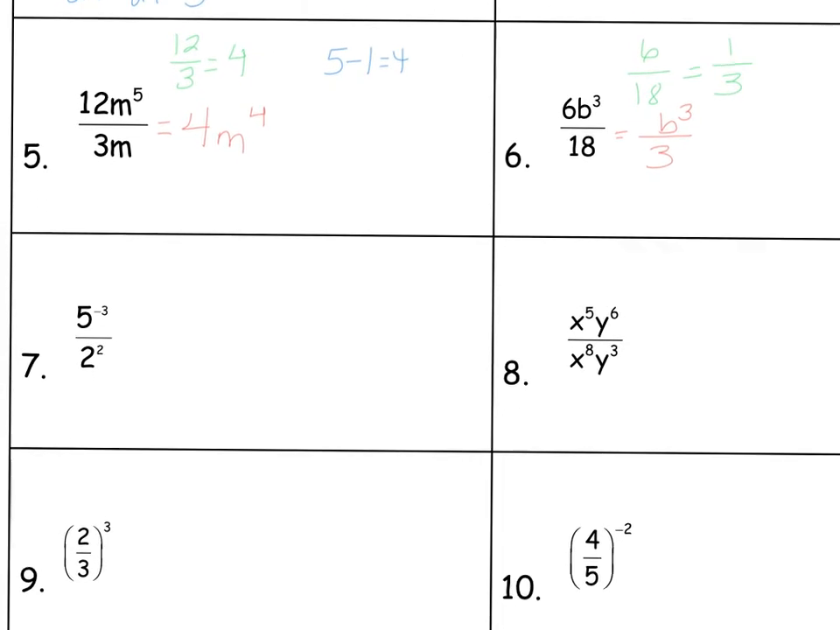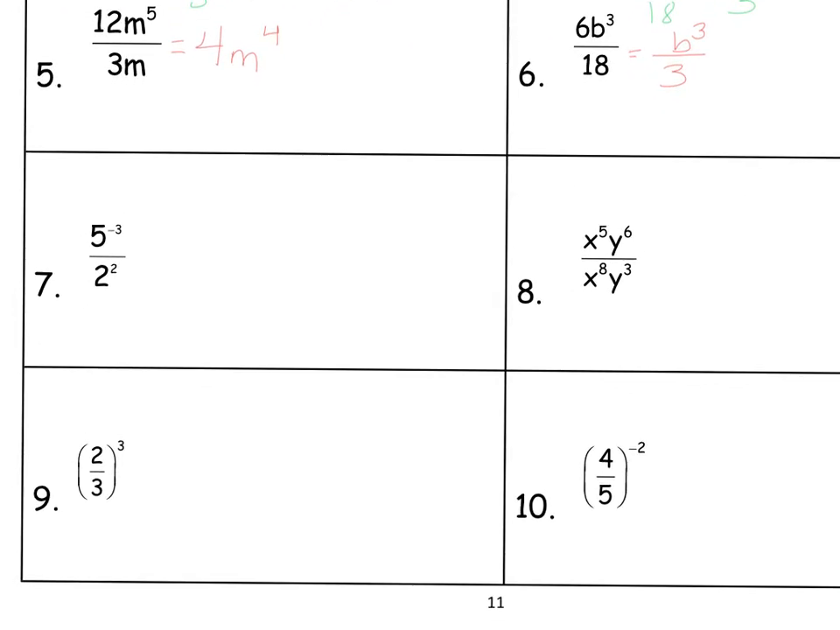Number 7. 5 to the negative 3 over 2 squared. Well, we have to note that 5 to the negative 3 has to come down. So it becomes 2 squared times 5 to the 3rd under 1, which gives us 1 over 4 times 125, which gives us a simplified answer of 1 over 500.